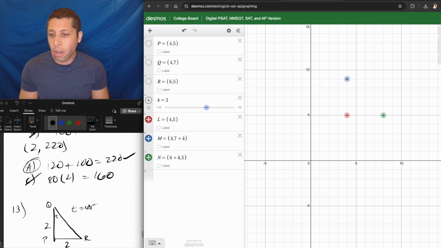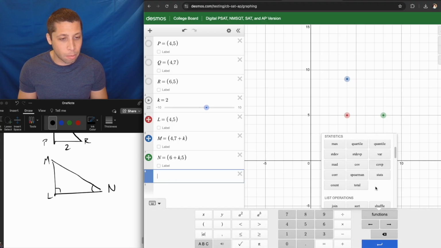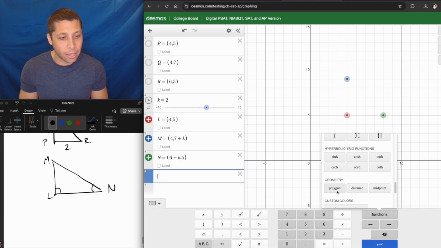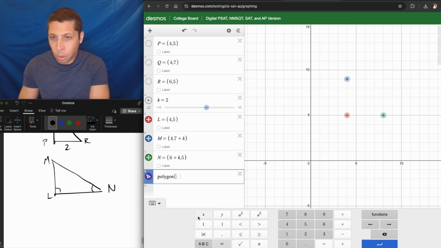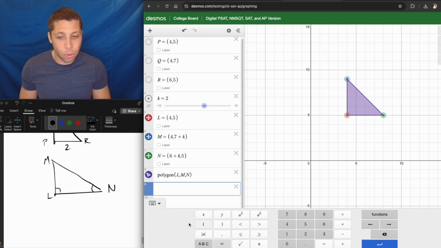You could have drawn it out without Desmos though, and as long as you understand the distances involved, you can do it. You can also do some cool things with Desmos, which if you're really good at Desmos, you can kind of use Polygon here and do LMN. I think there's a way to do it, LMN. You can shade it. I don't think that does much good. You can also do distance formula here.